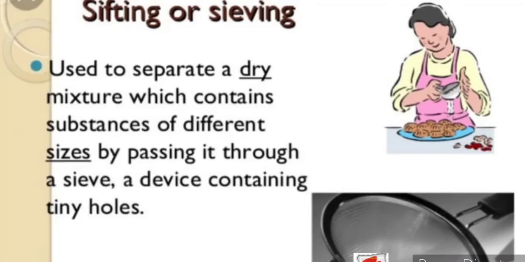Next is sieving. Sieving is used to separate a dry mixture which contains substances of different sizes by passing it through a sieve. And what is a sieve? A device containing tiny holes. So these are the 4 methods by which solids can be separated from solids. Is that clear? What are these 4 methods? These 4 methods are hand picking, threshing, winnowing and sieving.